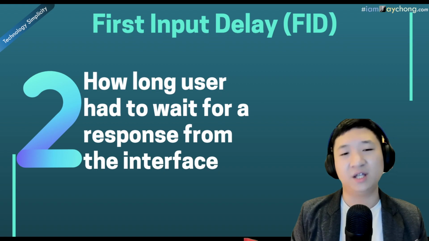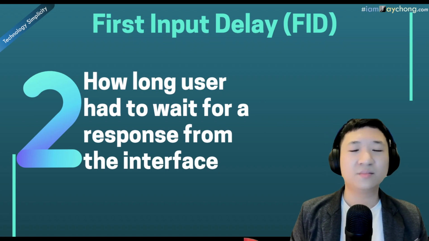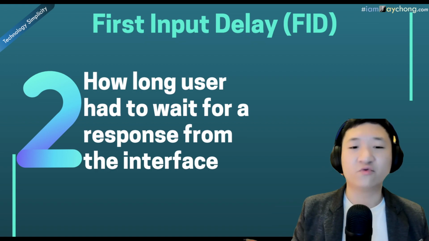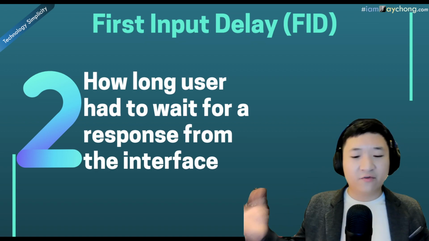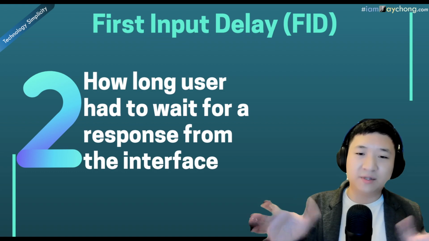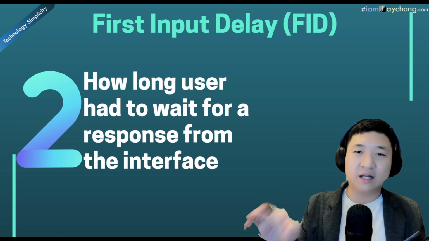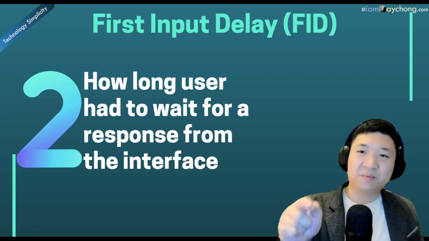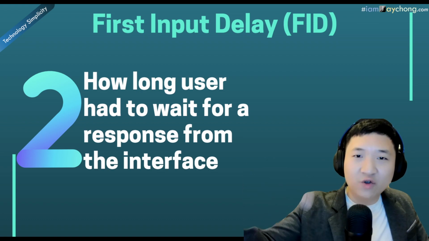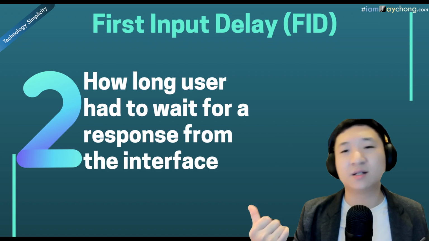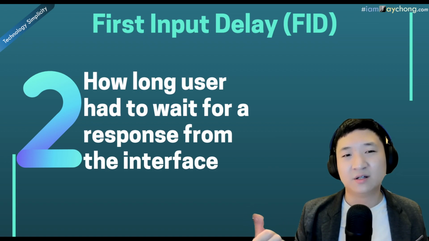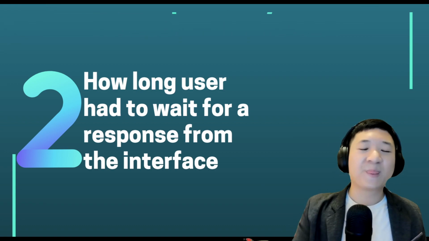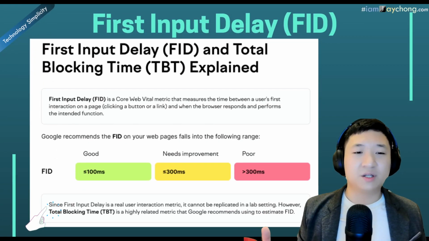Number 2, the first input delay. So how long does a user have to wait for a response from the interface? For example, you look at imjchong.com, there are plenty of buttons that can be clicked. So imagine you click the first button. How long will this button take to bring you to another interface? Yeah, so it's called first input delay. Okay, simple, huh? So I'll give you a little bit more in terms of numbers here.